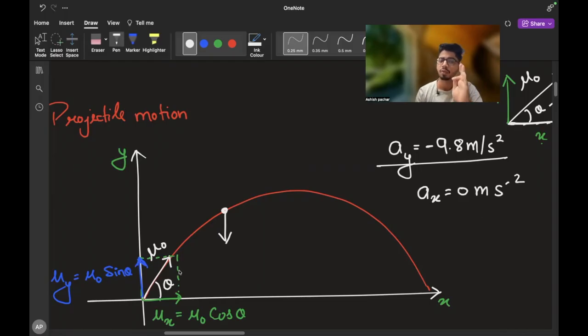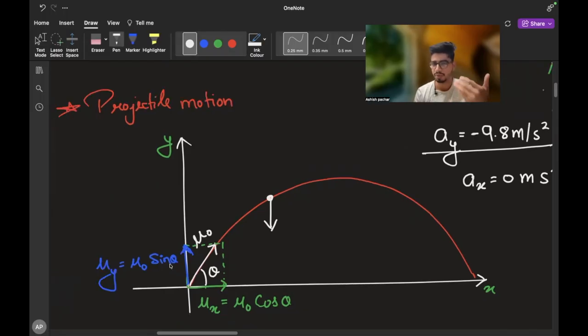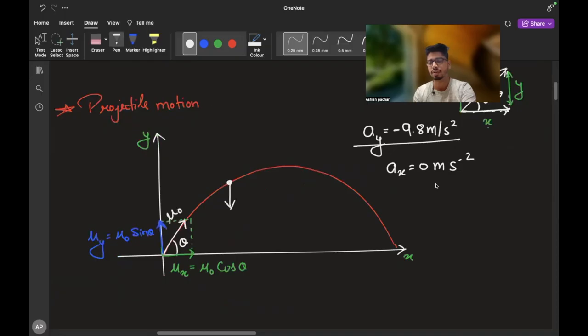If there is only vertical acceleration, because acceleration is the rate of change of velocity, only the vertical component of velocity is going to change, not the horizontal component. Why? Because in the horizontal direction, acceleration is zero. Nobody is applying a force in the horizontal direction.